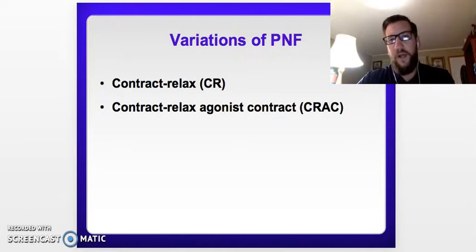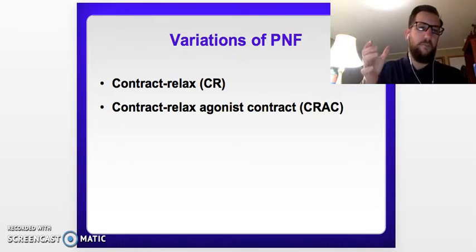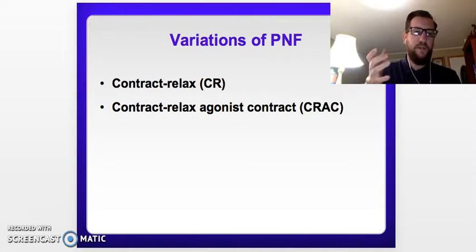So PNF stretching, we've got a couple different variations here too. We've got contract relax or contract relax agonist contract. So contract relax would be, again, let's use the example of a hamstring where we've got our client laying down on the table. I'm stretching them. Maybe I've got their calf up here on my shoulder. I'm bringing them into a comfortable range of motion. I release just a little bit and say, give me some pressure. So I want you to try to bring your heel all the way back down on the table.